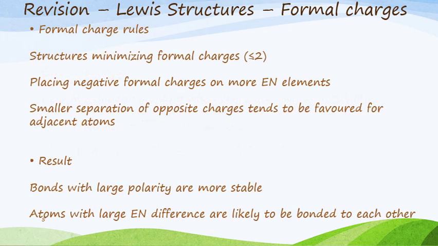There are a couple of rules that you need to remember, that there are structures minimizing formal charges. You need to place the negative formal charges on more electronegative elements. And there is smaller separation of opposite charges tends to be favored for adjacent atoms. So the result of this then is that bonds with large polarity are very much more stable, and atoms with a very large electronegativity difference are likely to be bonded to one another.